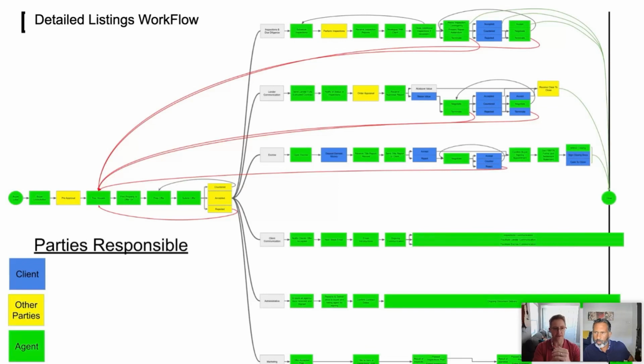But what you're looking at here is the detailed listing workflow. Everything that's in blue is something that a client does, and it's usually just a decision. Then what you see in yellow is what other parties take care of, like the inspector or the lender, etc. And everything in green is what we, the real estate agent or the real estate agent team, are responsible for. Now, it's a lot of work. You can see there's a lot of stuff going on here, but how much of this can we actually outsource? How much can we have other people do?